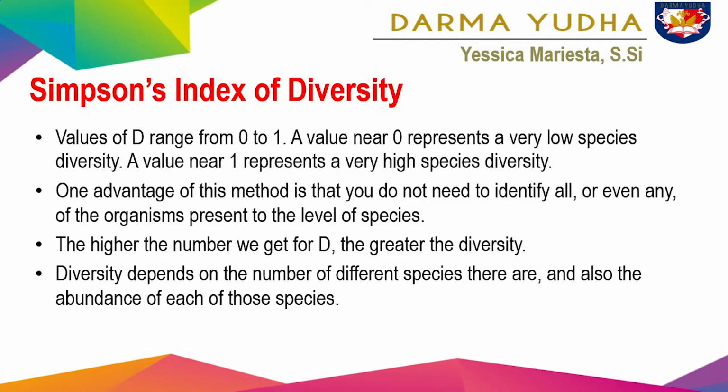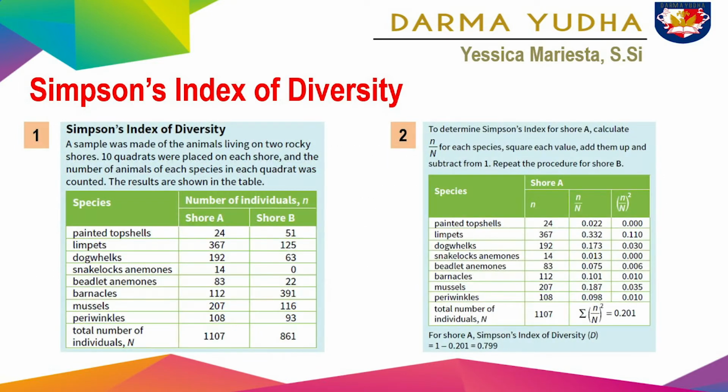A community with 10 species, but where only one species is present in large number, and the other 9 are very rare, is less diverse than one with the same number of species, but where several different species have a similar abundance. So let's take a look at the example.